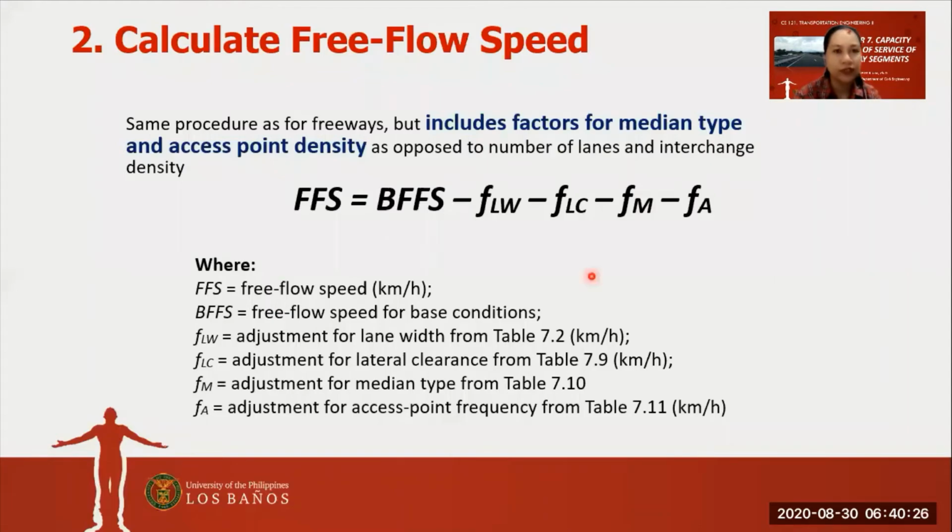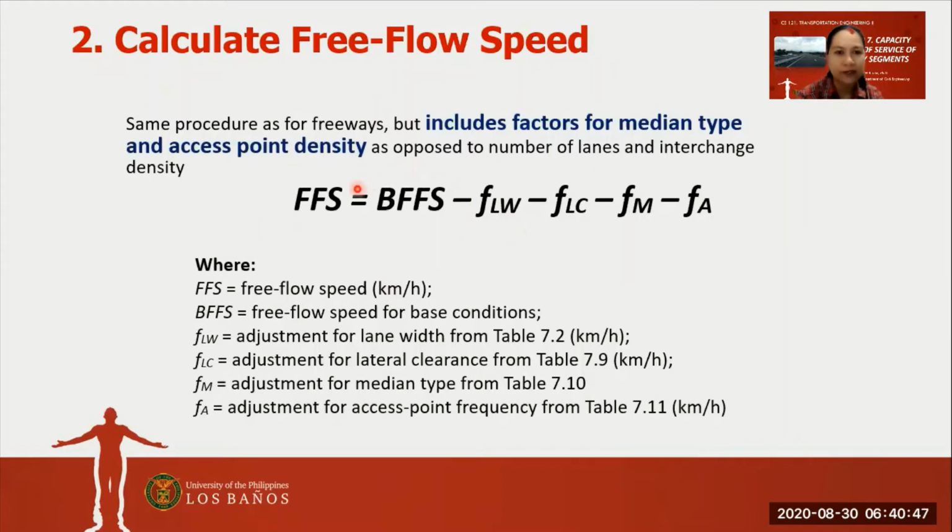Let's move on to the second step and calculate the free flow speed. For this step, we have the same procedure as for freeways, but it includes factors for median and access point density. So this is the formula for calculating the free flow speed.